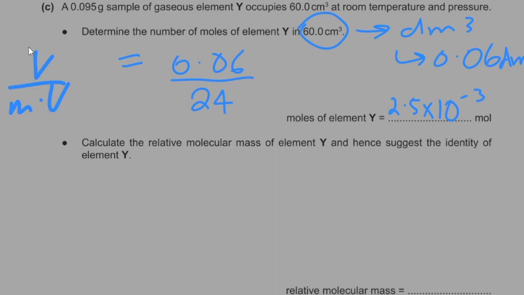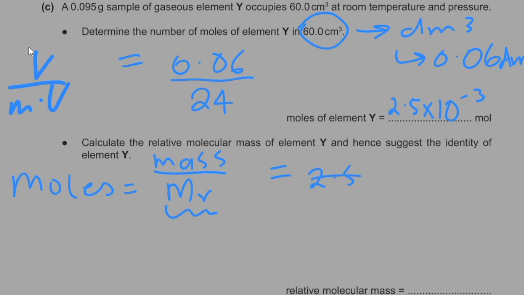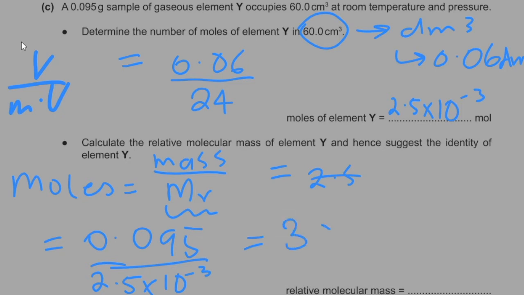Calculate the relative molecular mass of element Y and hence suggest the identity of element Y. Right. So we have the formula moles is equal to mass over molar mass, and from here we can derive the formula of molar mass, which would be equal to mass divided by number of moles. And so we have mass from the question 0.095 divided by the moles calculated in the previous section, which was 2.5 into 10 to the power of -3, gives the answer of molecular mass as 38.